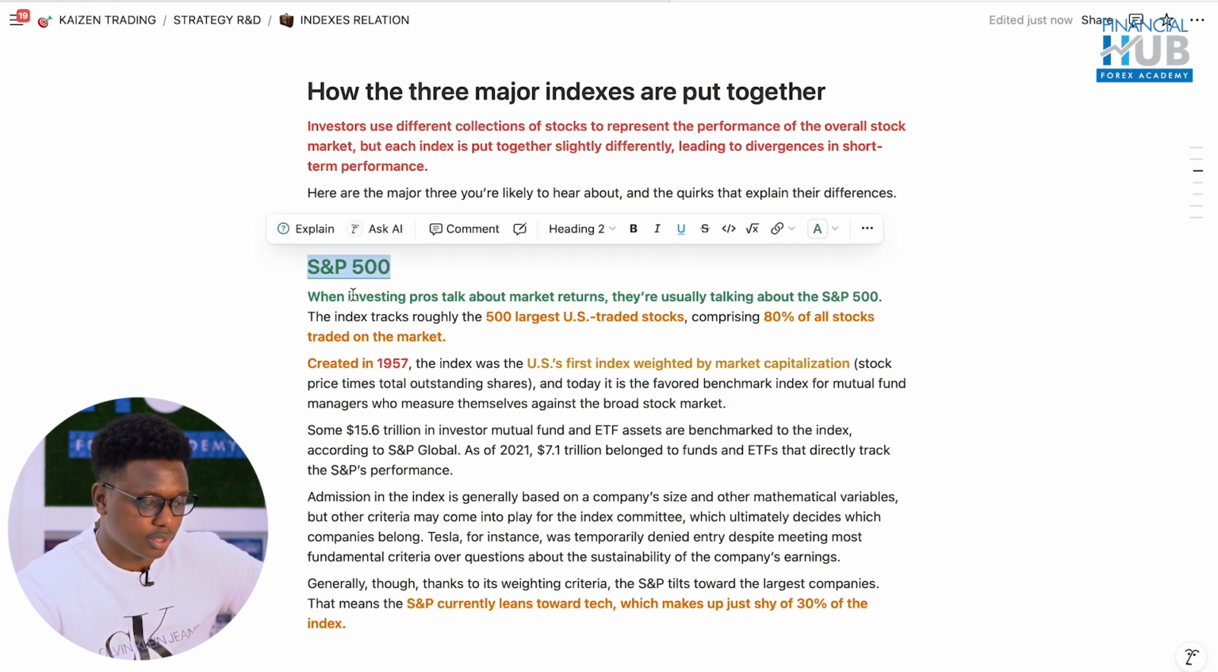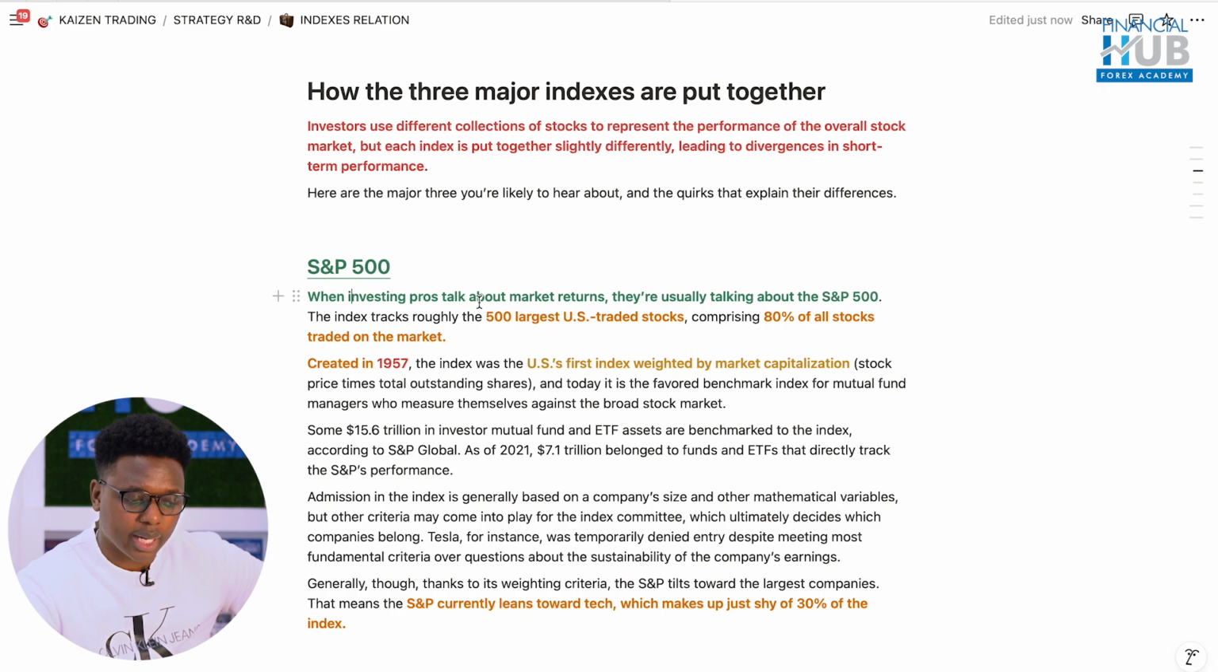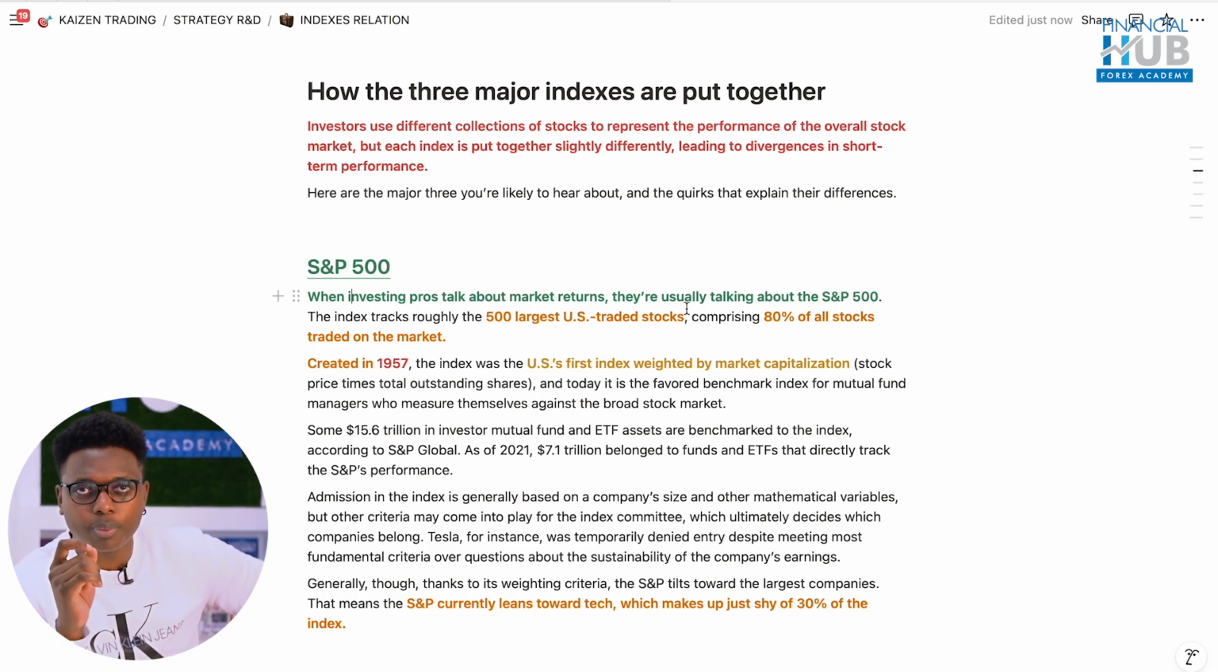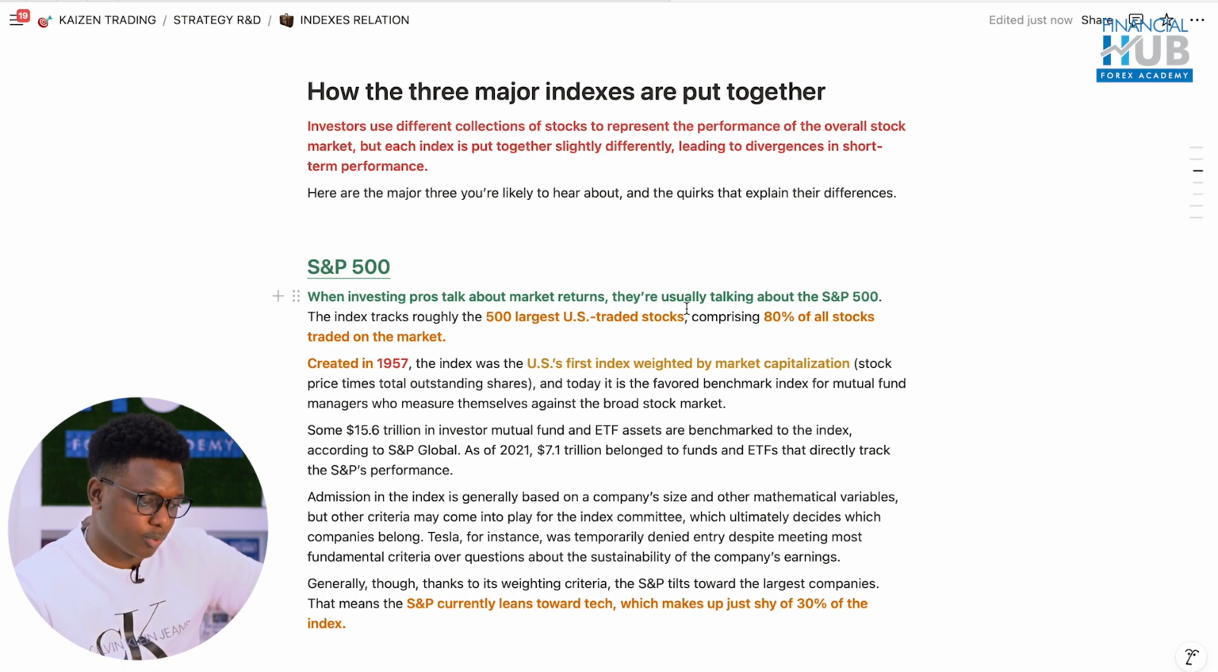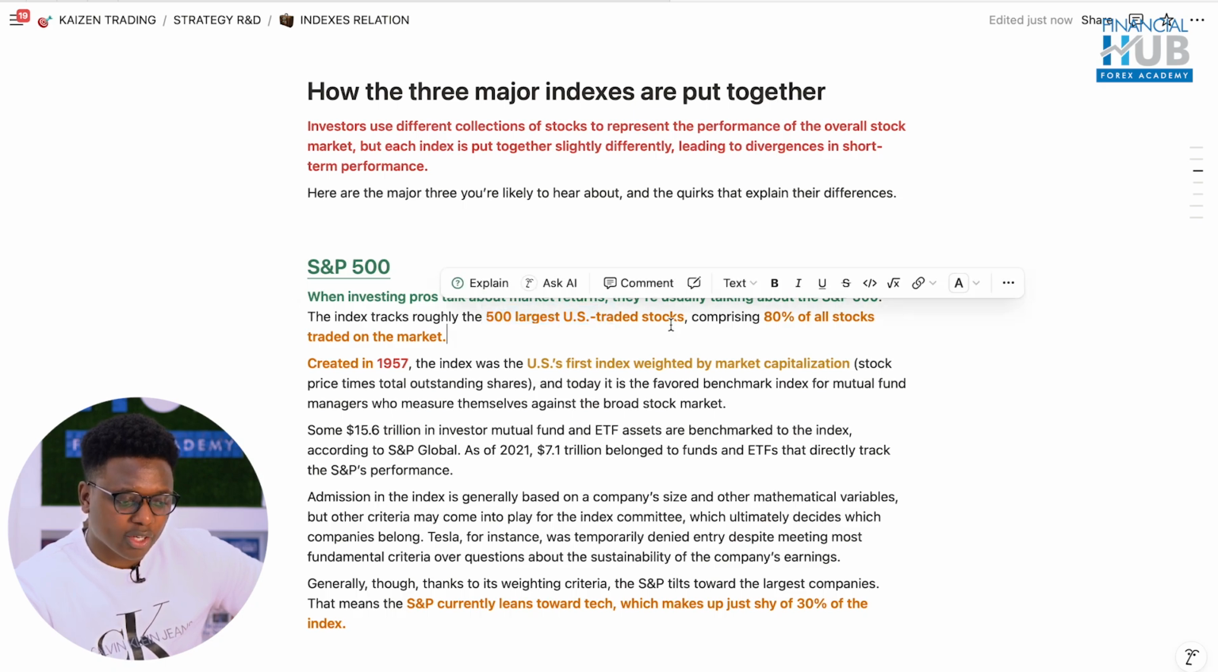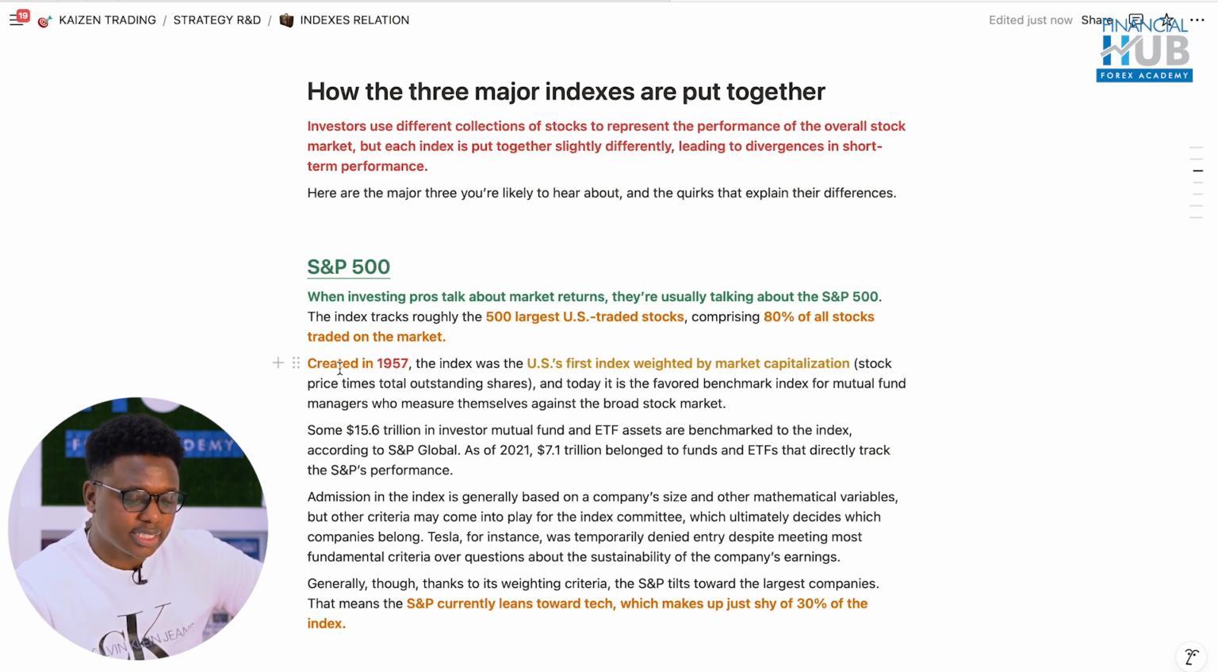The S&P 500. When investing pros talk about market returns, they're usually talking about the S&P 500. When you hear people saying the benchmark, how can I beat the stock market, we're always referring to how can we beat the S&P 500. The index tracks the 500 largest US traded stocks, comprising 80% of all stocks traded on the market. It was created in 1957.